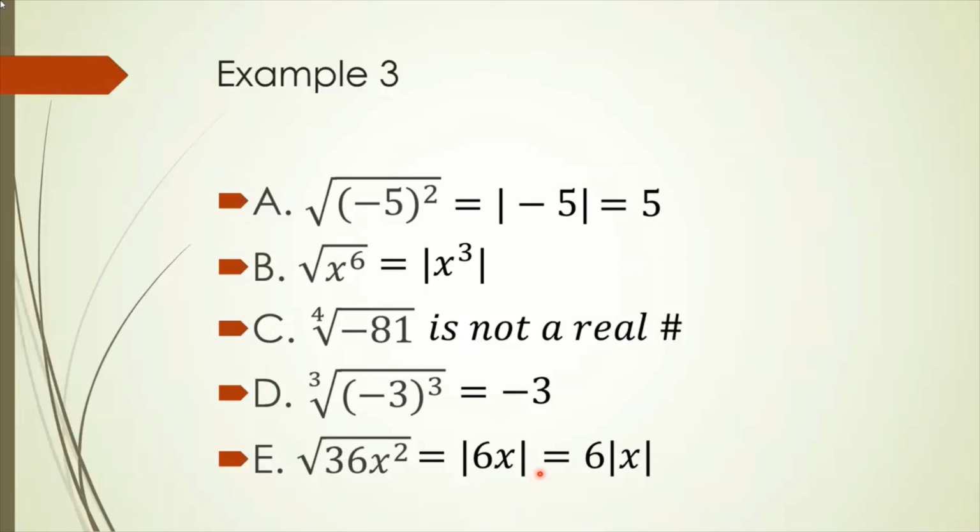Or you can write it this way: 6 times the absolute value of x. Either way is correct.